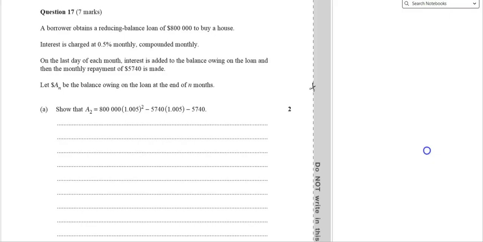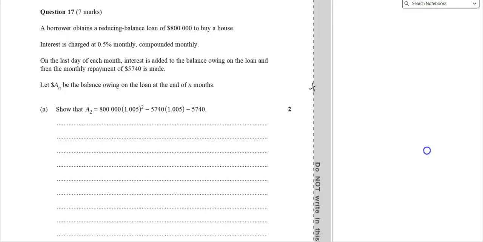Okay, this is question 17. A borrower obtains a reducing balance loan of $800,000 to buy a house. Interest is charged at 0.5% monthly, compounded monthly. On the last day of each month, interest is added to the balance owing on the loan, and then the monthly repayment of $5,740 is made. Let A_N be the balance owing on the loan at the end of N months. Show that A2 equals 800,000 times 1.005 squared minus 5740 times 1.005 minus 5740.